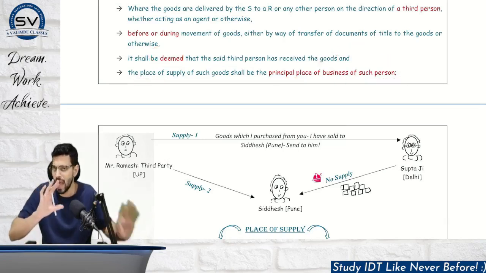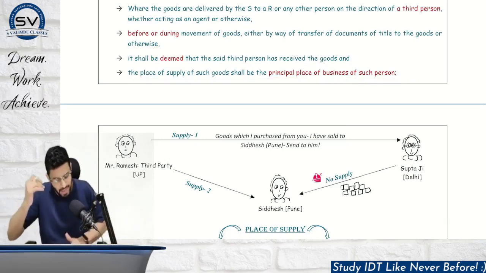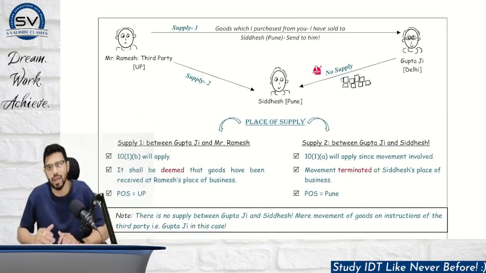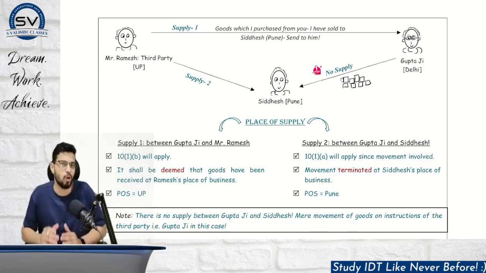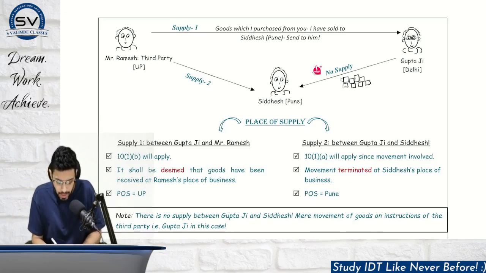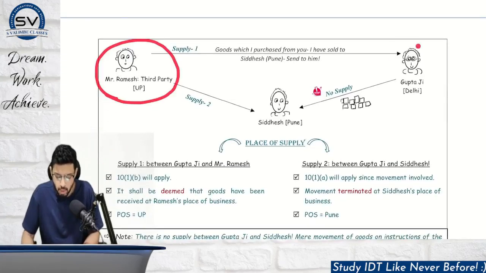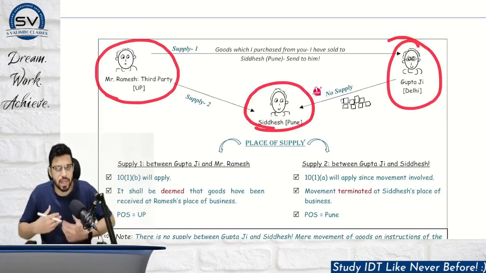Now sir, we haven't understood even a single thing. Very cool, very okay. Don't worry, let's understand this particular example. After that, the place of supply of bill to ship to model will be absolutely clear. Let's take an example. Three parties: Mr. Ramesh, this is our third party that we are referring to in this particular case. This is Mr. Gupta ji from Delhi and this is me, Siddhesh, Pune, right?